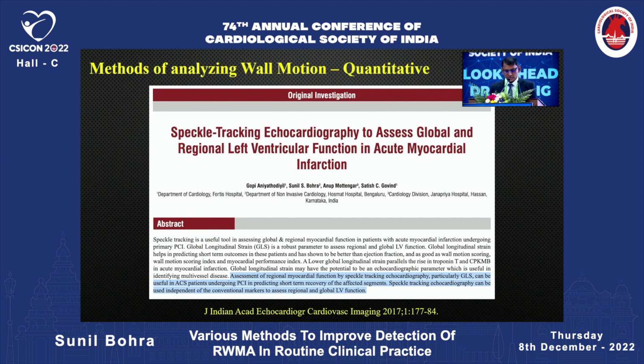So I'll move on to a study we had done way back involving around 50 patients of acute myocardial infarction, wherein we looked at speckle tracking echocardiography to assess the global and the regional left ventricular function. What we found was that assessment of regional myocardial function by speckle tracking echo, particularly the GLS, can be useful in ACS patients who are undergoing PCI in predicting the short-term recovery of the affected segment. And speckle tracking echocardiography can be used independent of the conventional markers to assess the regional and the global LV function.